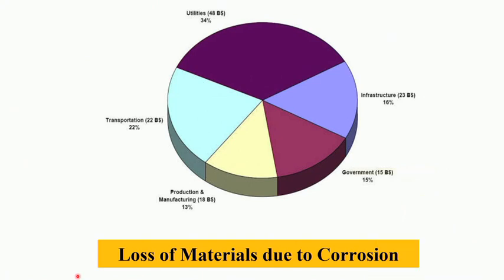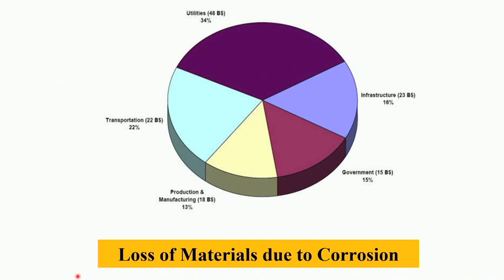Now, if you quickly go through the loss of materials because of corrosion, you will find that there are different sectors where different types of damages occur by corrosion. If you quickly go through different sectors, in the utilities sector it is 34%, infrastructure 16%, government sector 15%, production and manufacturing sector 13%, and in the transportation sector it is 22%. Looking at the sectors in a different way, you will find that these usually occur in aerospace, automotive or maybe atomic energy sectors.